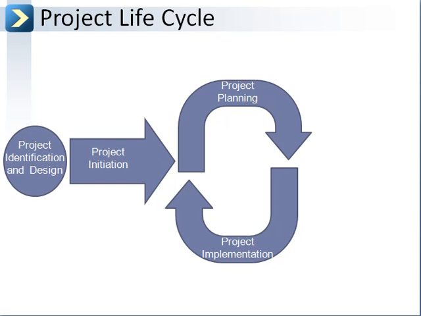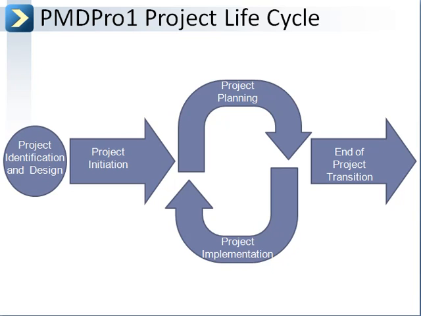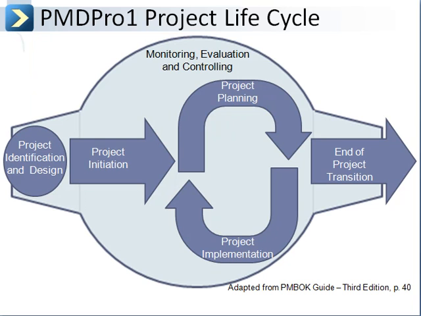After you've completed your implementation, you go into your closing processes, which could be a continuation of a next phase of the project or another activity. We call that phase the end of project transition. And in the background, through this entire project life cycle, is monitoring, evaluation, and control, which takes place from beginning to the end of the project and informs the work of each of the other phases.